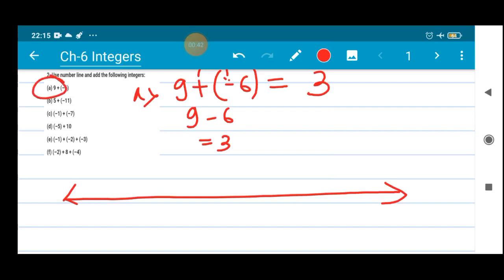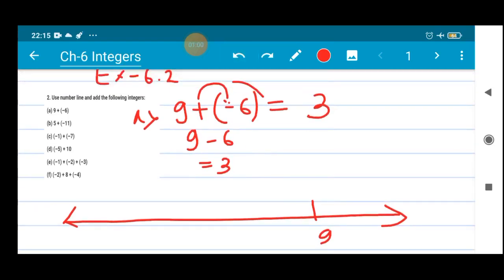What is the first number here? 9, right? So I'd like to start from 9 only. Instead of taking 0 and then going to 9, let's directly take 9, then minus 6 you have to do, right? Because here you can see it is minus 6. Why is it minus 6? Because minus 6 was inside the bracket. So that's how we got the result 3.